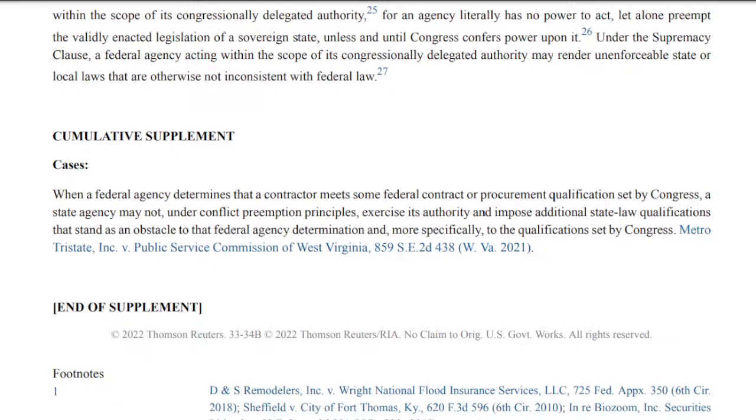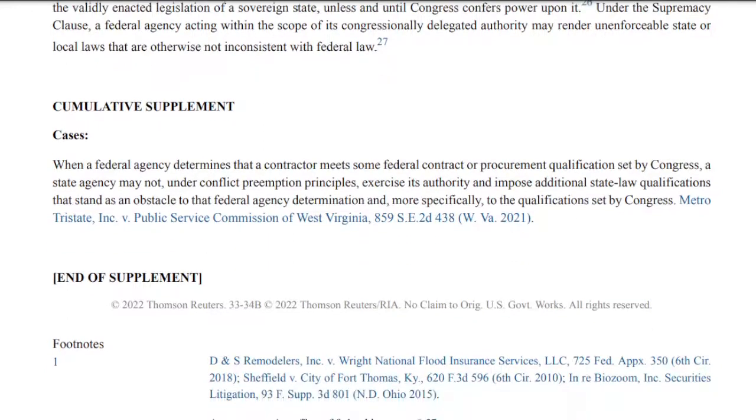And we're going to sum it up now. So this is a very interesting case. A federal agency determines that a contractor meets some federal contractor procurement qualification set by Congress, and some state agency wants to impose additional qualifications under state law. It could be an obstacle to that federal agency's determination, its final decision, right? And more specifically, to the qualifications set by Congress. So you can't add to qualifications set by Congress, and you can't reduce them either. That's what this gets to, and that's the case here in 2021, just recently decided.